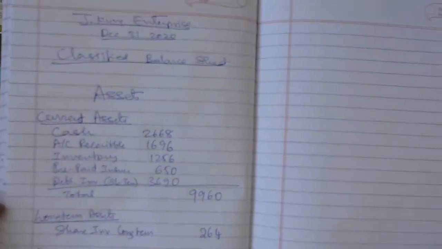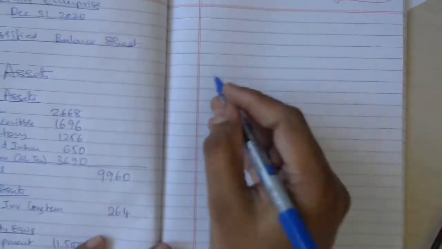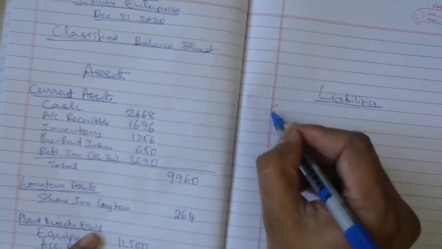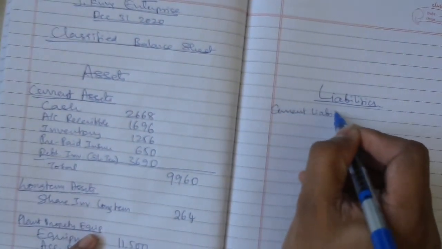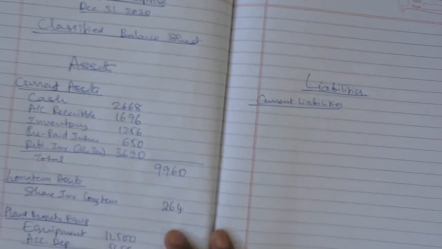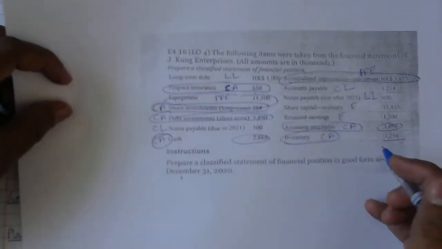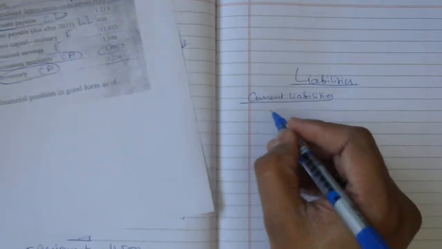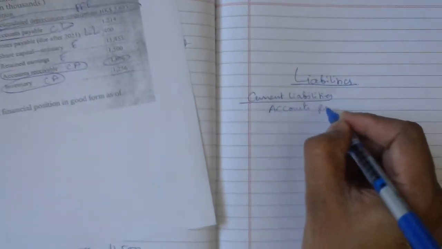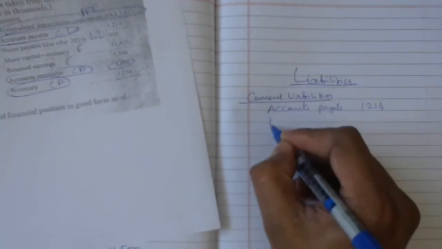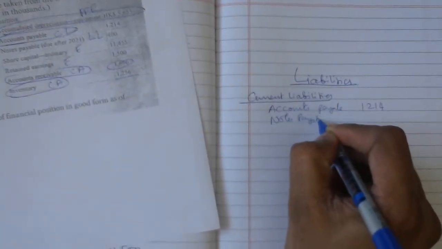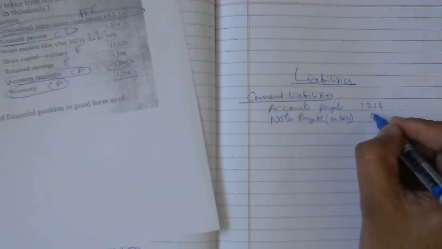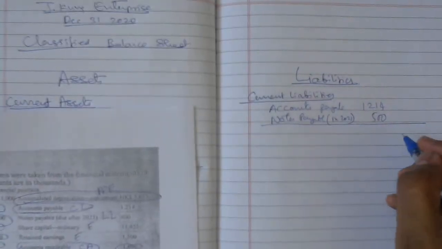Now I need to do the liability side. So let's go to the liability side. Under liabilities, current liabilities. If you look at current liabilities, what I marked as CL, one is accounts payable and notes payable. Accounts payable 1214, notes payable, this is in 2021, and that is 500. So total current liabilities are 1714.